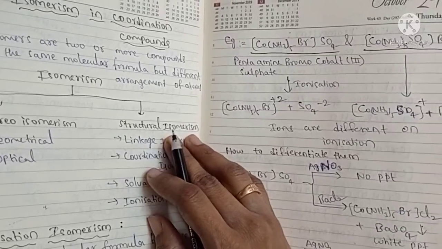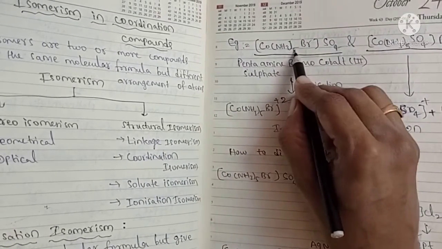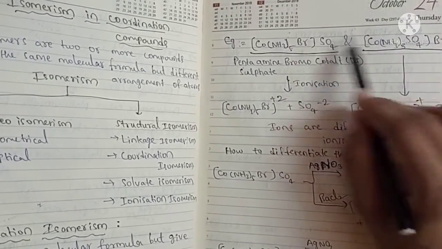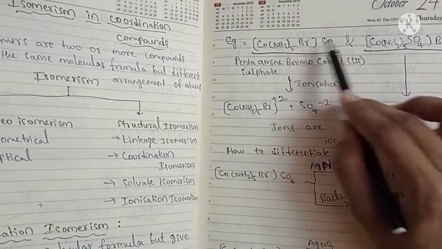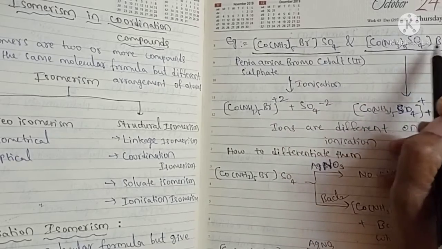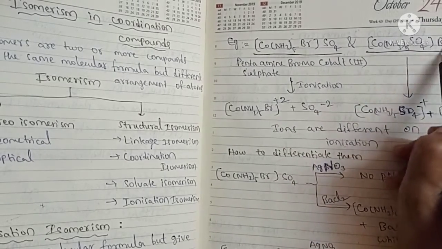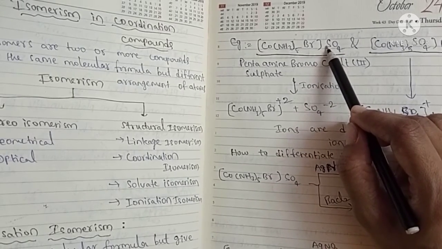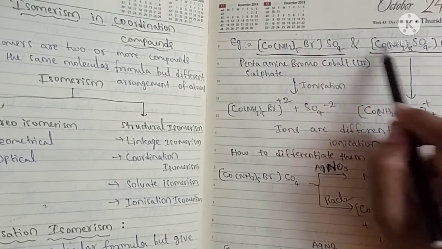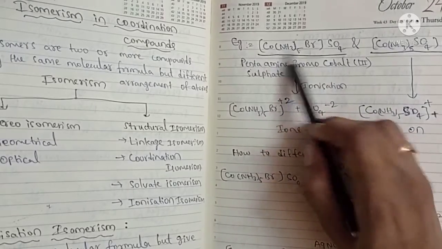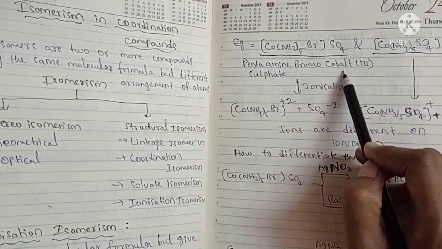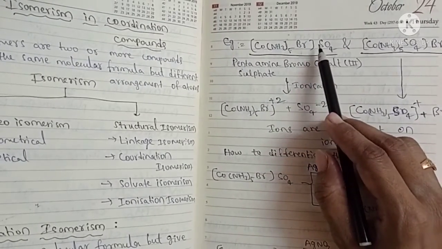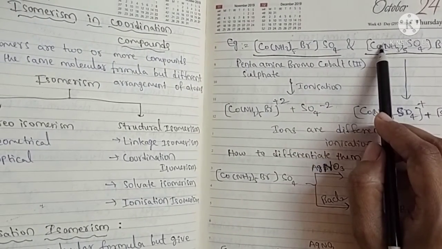So let us see the examples. [Co(NH3)5Br]SO4 and [Co(NH3)5SO4]Br. So what is the difference here? If you see, Br is inside the sphere in one and bromine is outside the sphere in the other. So they differ, and they will give different ions on ionization but they have the same molecular formula. The name of this compound is pentaamminebromocobalt(III) sulfate. So it will have two ionization isomers.